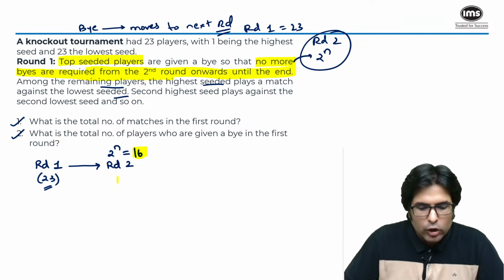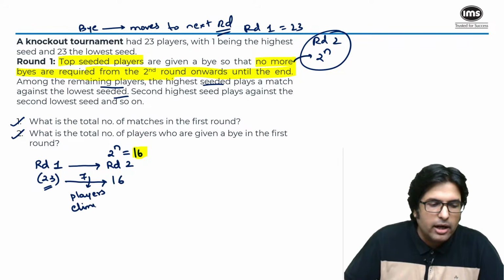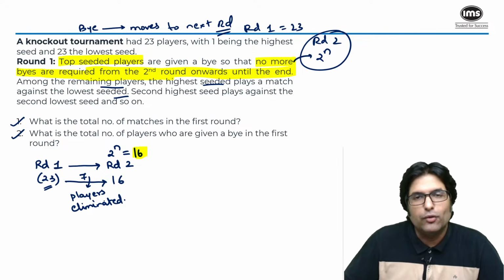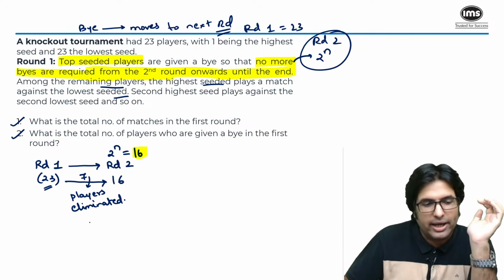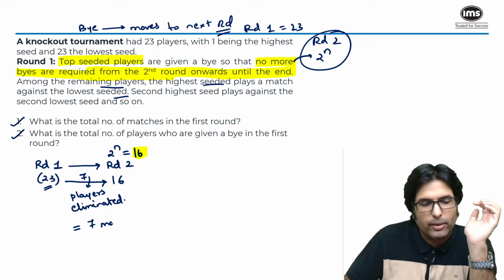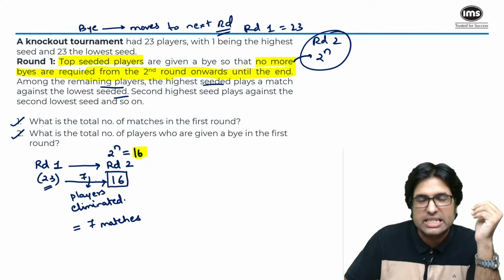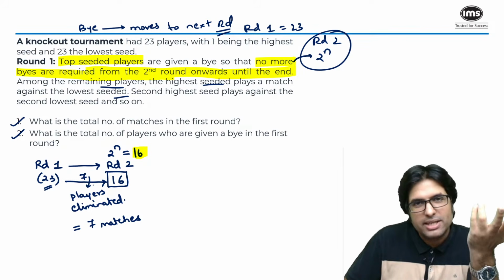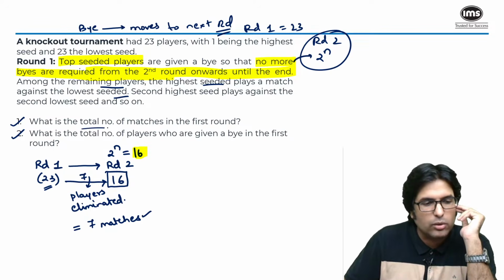So if there are 16 players, can I say from 23 to 16, 7 players are getting eliminated? Now if you have understood the theory for knockout tournaments well, you would realize that one match results in one player's elimination. If we want 7 players to be eliminated, can I directly say therefore 7 matches would be required? From 23 we are down to 16 players, because 16 is the next available power of 2. If 7 players are getting eliminated, we would require 7 matches. So for the first part, what is the total number of matches in round 1? We have already got the answer: 7.